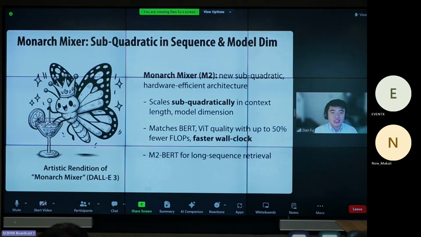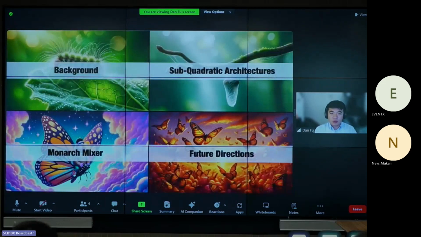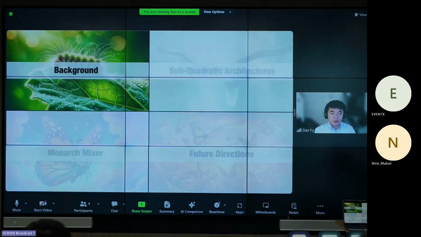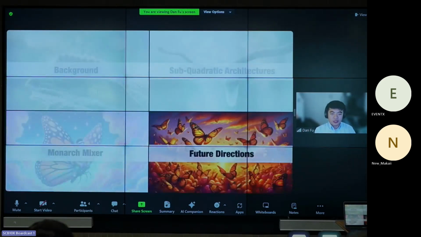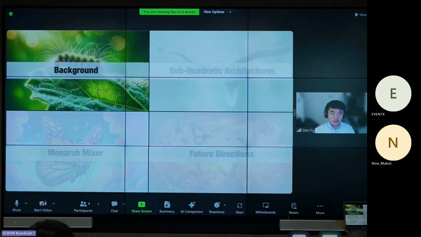Finally, we started to train some of these M2-BERT models for long sequence retrieval, and they actually start to outperform models that are up to 15 times larger in long sequence retrieval. So this part of the talk will be split into 4 parts. First, I'll give some background on Monarch matrices, then I'll tell you how we use them to create sub-quadratic architectures. I'll go over some results with Monarch Mixer, and then we'll end with some exciting future directions. So let's start with some background on Monarch matrices.